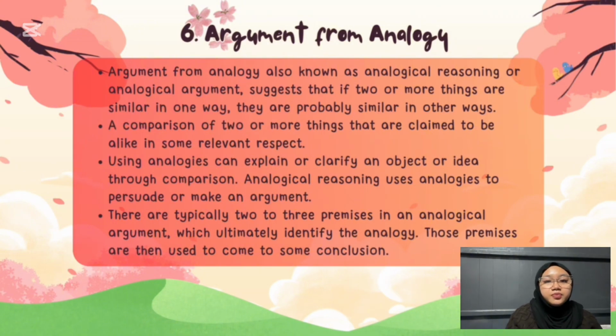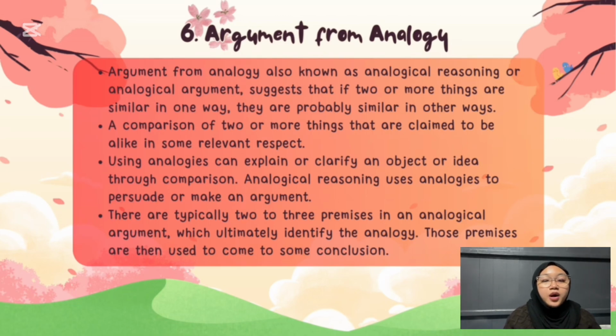Second is establishing premises. An analogical argument typically consists of 2 to 3 premises that outline the similarities. These premises are crucial for establishing the analogy and guiding the reasoning process. Third is drawing conclusions. Once the premises have been established, they are used to arrive at a conclusion. These conclusions suggest that because the items are similar in specific ways, they are likely similar in other relevant respects as well.